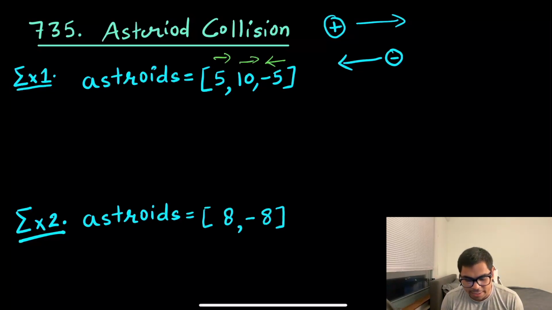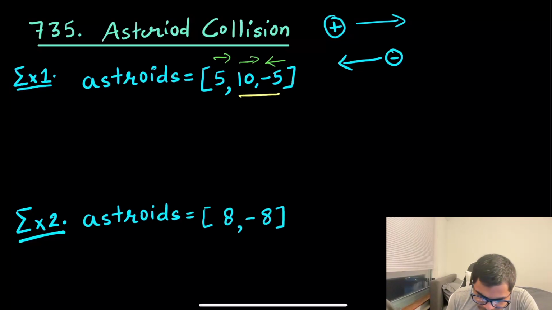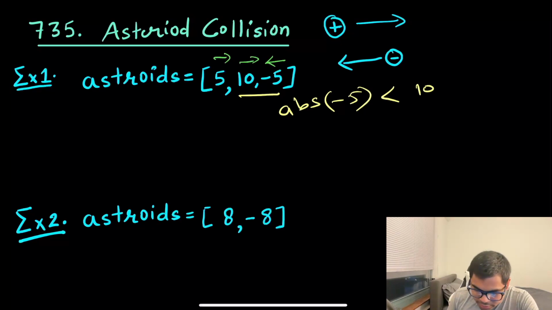basically the final state? One of the ways, the brute force way, would be, how about we just go through our asteroids and see the neighboring asteroids which have opposite direction. They're going in opposite direction. So basically these two are going in opposite direction. Then I will check, okay, which one is greater absolute value. So ABS -5 is smaller than 10.